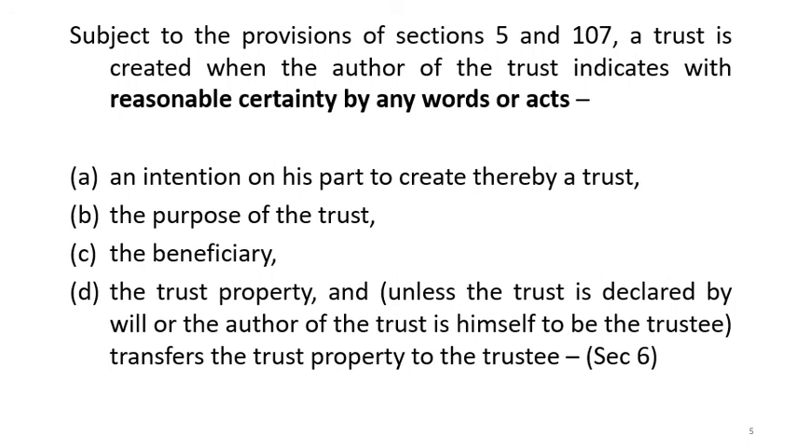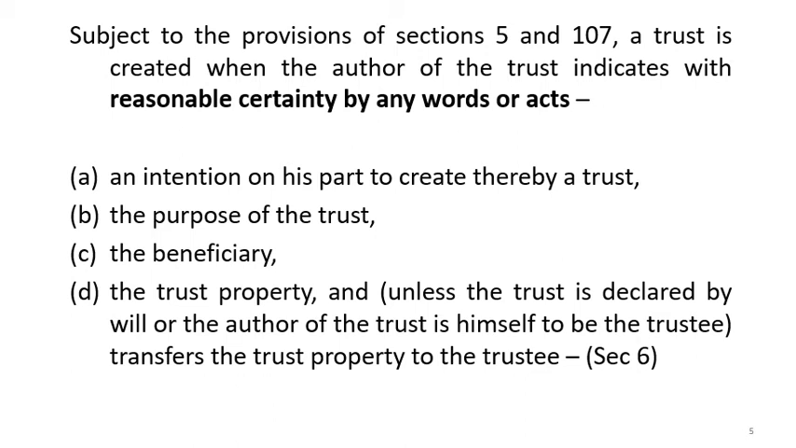Then come to section 6 of the Trust Ordinance. Subject to the provisions of sections 5 and 107. This section is subject to those two sections. This is section 6 of the Trust Ordinance, which is subject to other sections, sections 5 and 107. As we have studied under express trust, section 5 of the Trust Ordinance speaks about express trust.